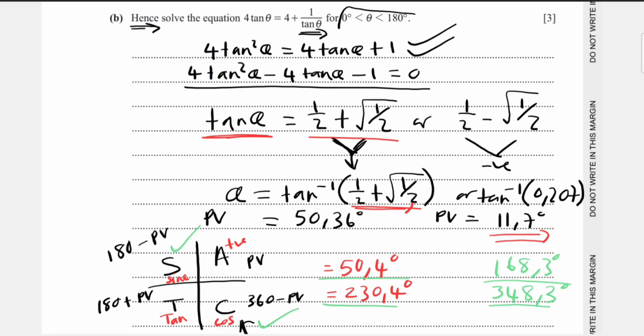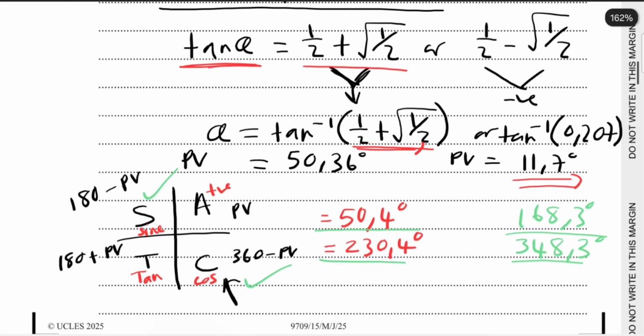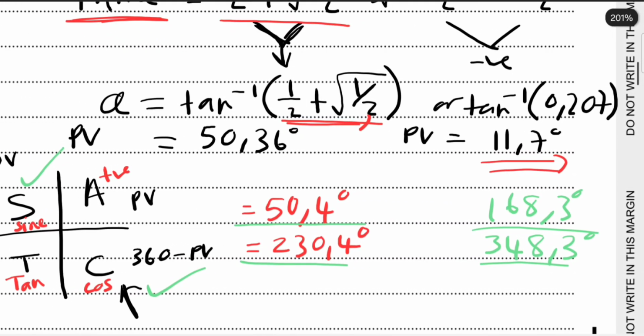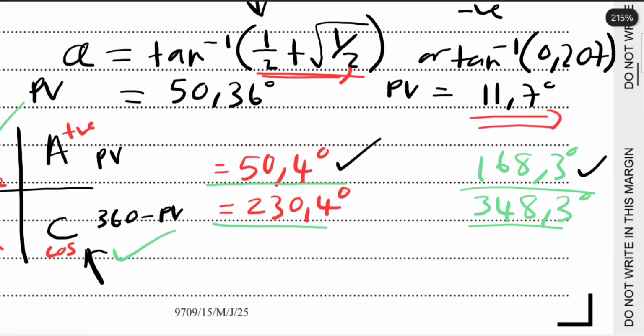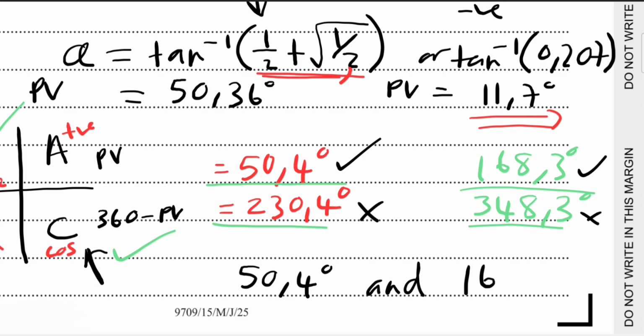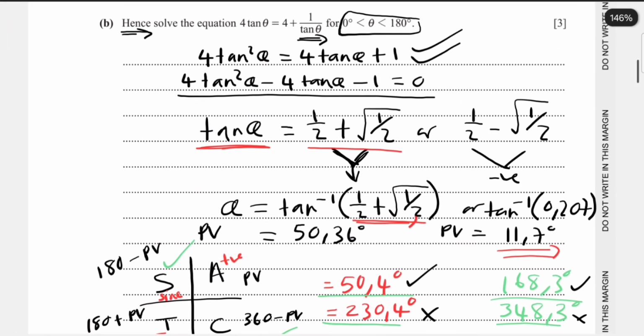Now with these four answers that we got, we just have to check and see if they fall within this given range, because we're told theta should be between 0 and 180. So we're only picking answers that are between 0 and 180. So we can see that 50.4 is between 0 and 180, and 168.3 is between 0 and 180. So those are the two answers that we're going to go with. So we discard these, right? So our answers will be 50.4 degrees and 168.3 degrees for this particular question, only because we're given this range.